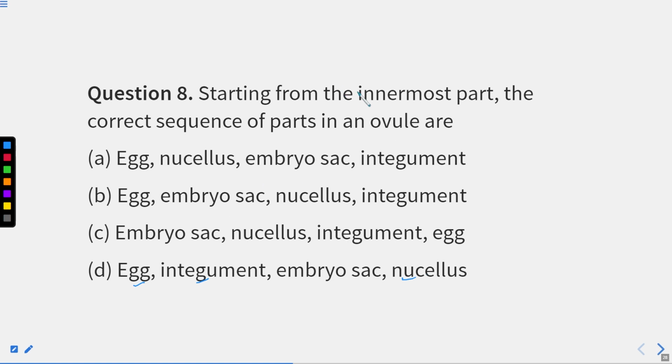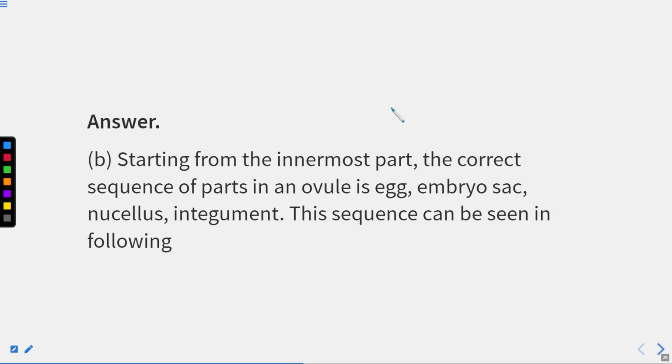Alright, so again, let's read the question: starting from the innermost part, the correct sequence of parts in an ovule. The diagram of ovule I've already explained to you. So here the correct answer is option B. Why is this the correct answer? Because starting from the innermost part, first is egg, which is the innermost. Egg is present within the embryo sac, embryo sac is present in nucellus, and then we have the outermost covering, which is known as the integument.